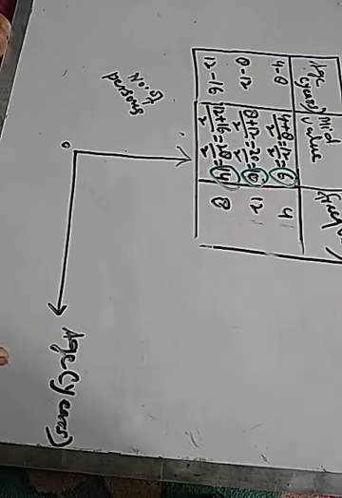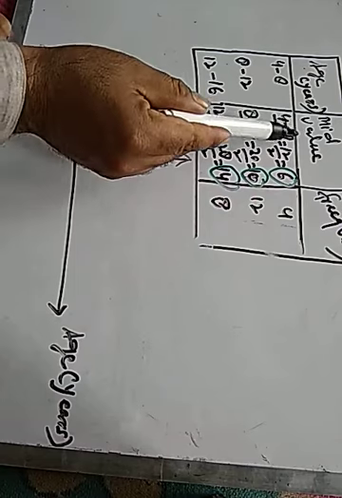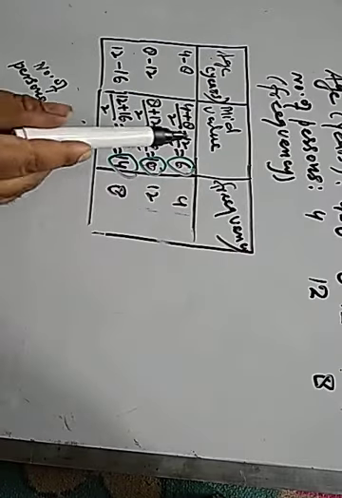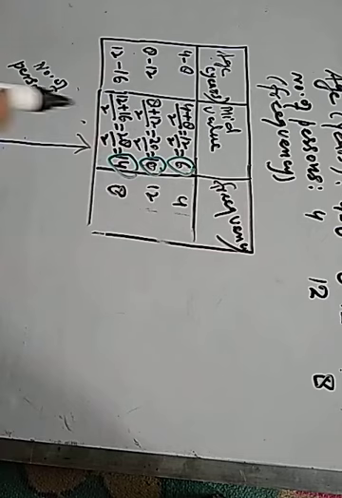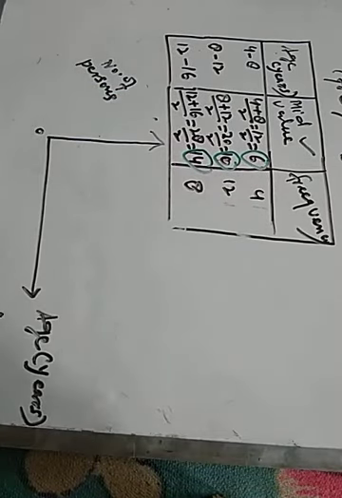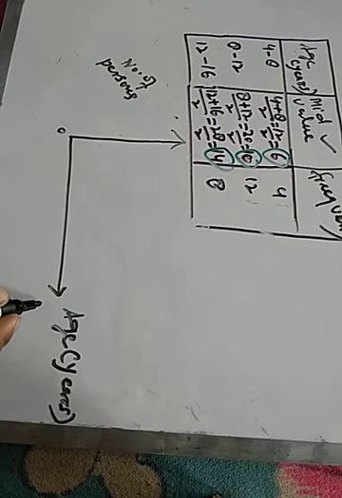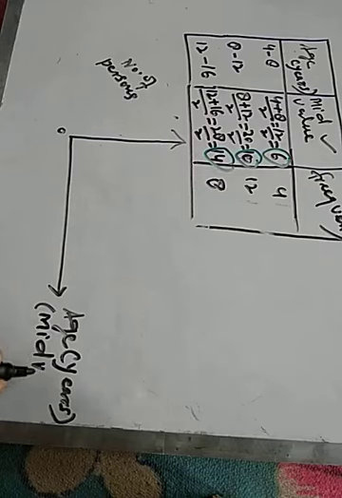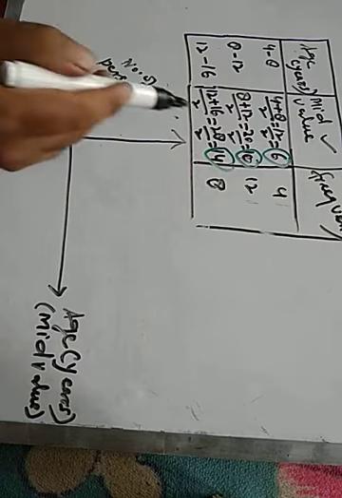But here, the value of variable I have to take is not in class intervals but in the form of mid values. These mid values I have to write on the horizontal axis. Therefore, for your clear understanding, I will write here mid values, which are 6, 10 and 14.